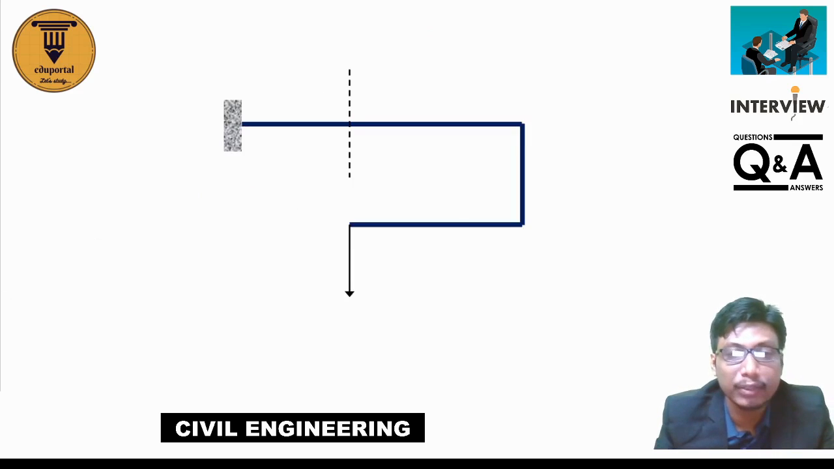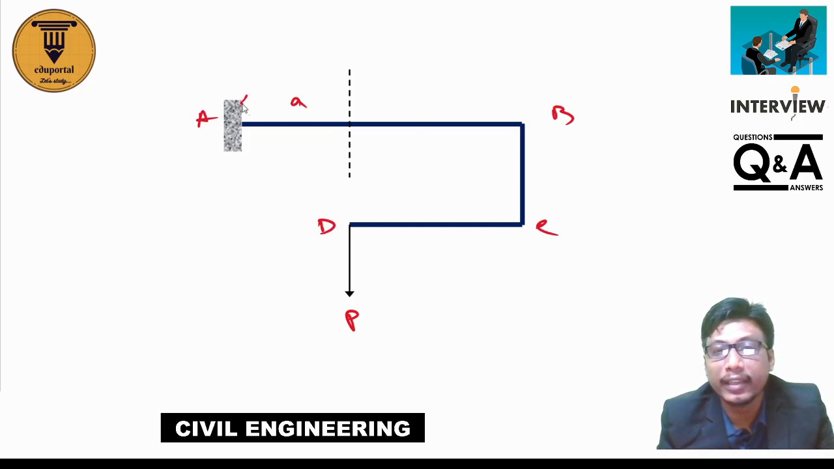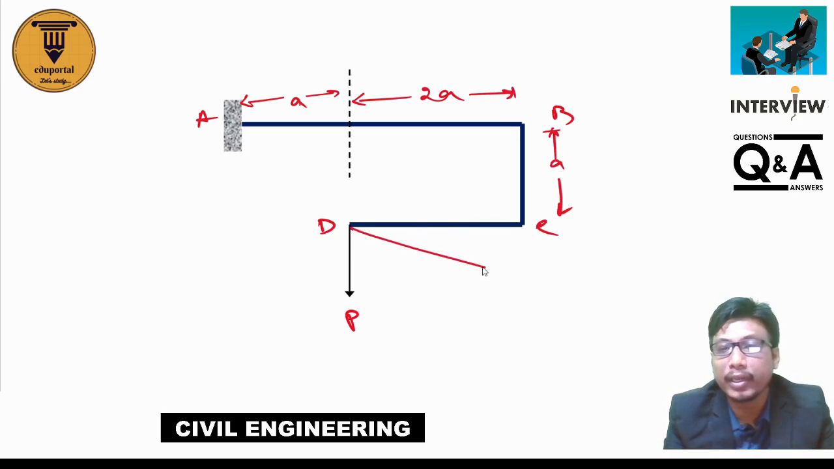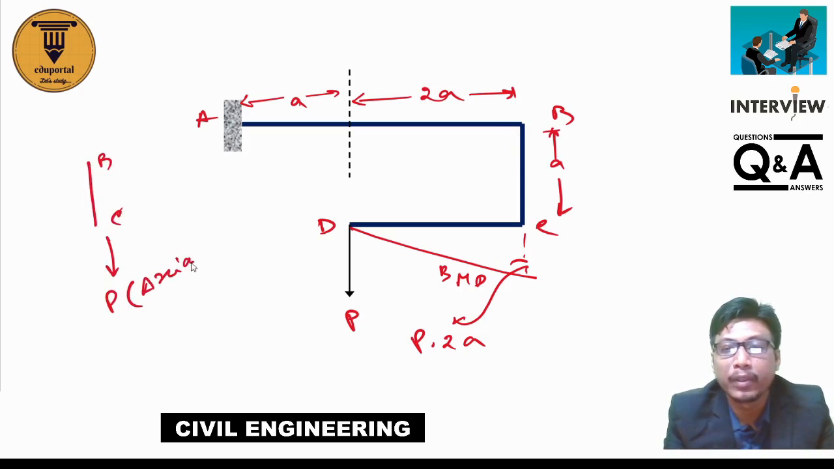Or let's take another question like this. Here a load is given like this. Suppose this is A, this is B, this is C, this is D, this distance is A, and this is 2A. Here, this is the BMD, and its value is equal to P into 2A. You need to draw the bending moment diagram, and for this member BC, this P load acts as the axial force. These are the kinds of questions they ask in the examinations.